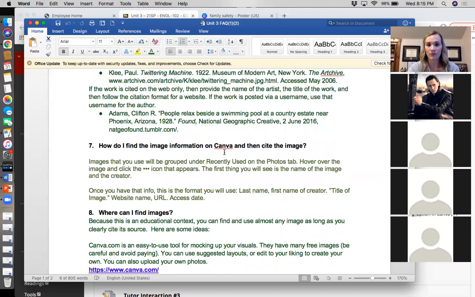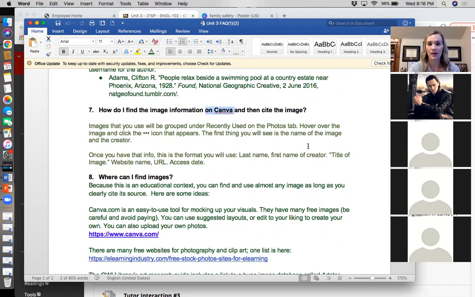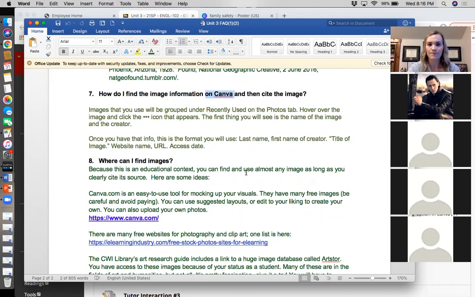wanna show you how to do it with Canva, because a lot of people struggle with finding the information for the pictures, the images information, like the creator and the name and things like that. So I'm gonna quickly show you how to find that information so that you can use that. Because basically what you do for an image is you do the last name and first name of the creator, the title of the image, the website you got it from, the URL, and the access date.